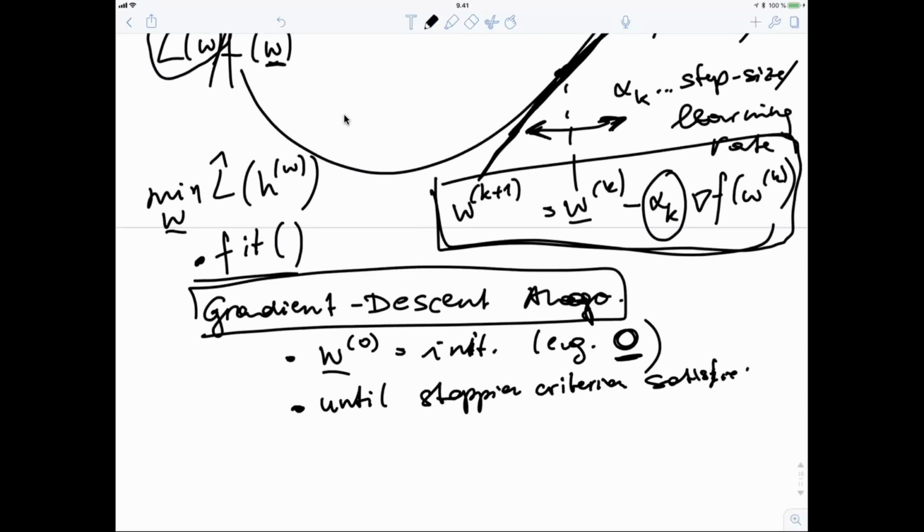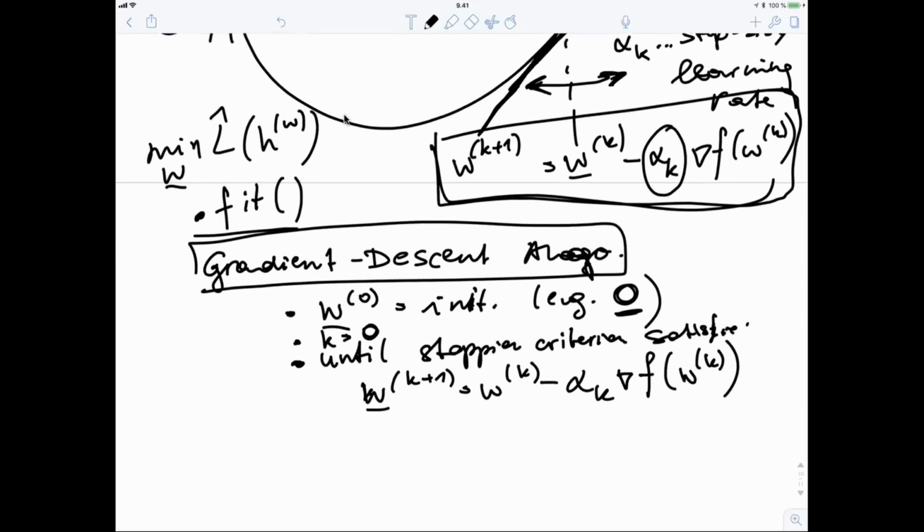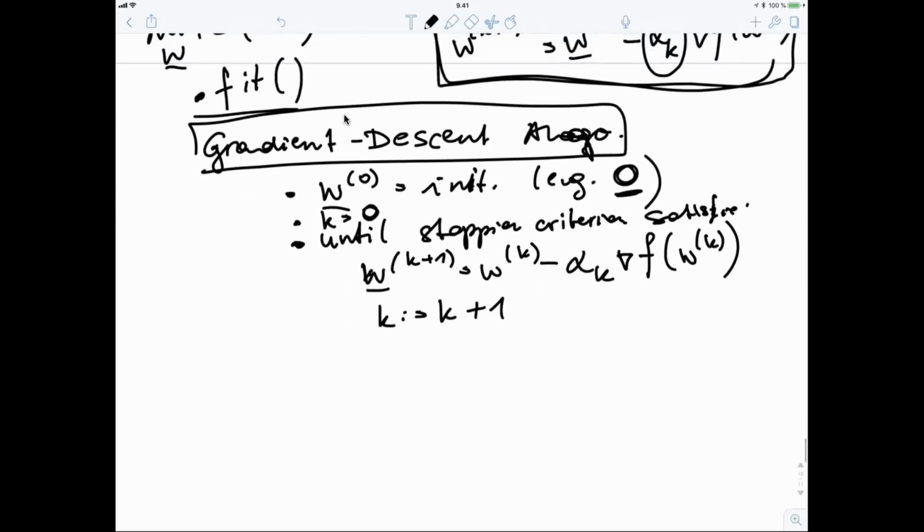We repeat the gradient descent step. So we also need to initialize the iteration counter. So we say W, the next iterate, is the previous one minus alpha k, the step size in the kth iteration, times the gradient at the previous iteration. And we, of course, need to increase the iteration counter by 1.